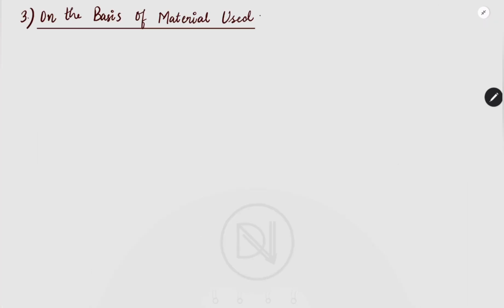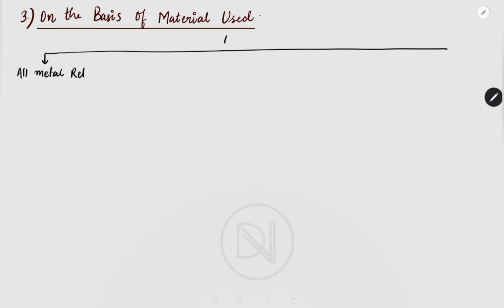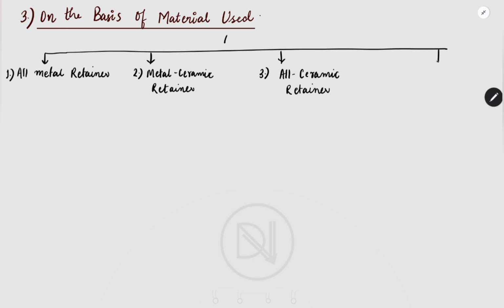Now the next classification is on the basis of material used. So here they have been classified into four categories. The first one is your all metal retainer. The second one is your metal ceramic retainer. The third one is all ceramic retainer, and the fourth one is your acrylic retainer.